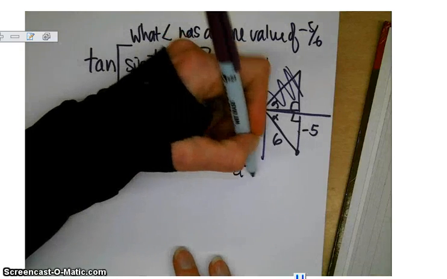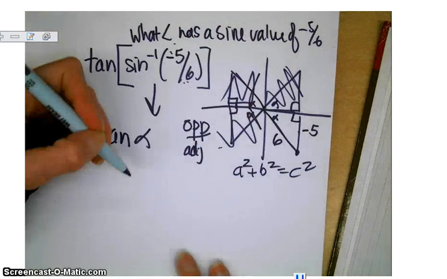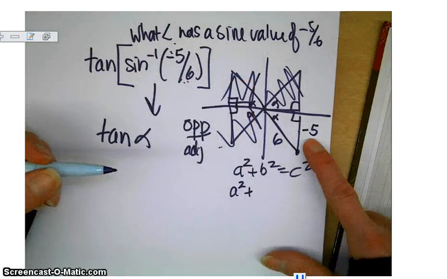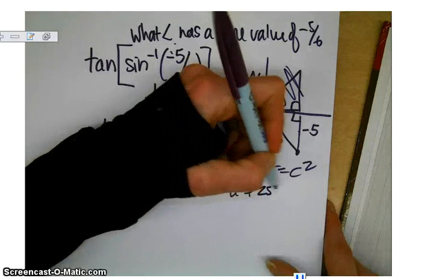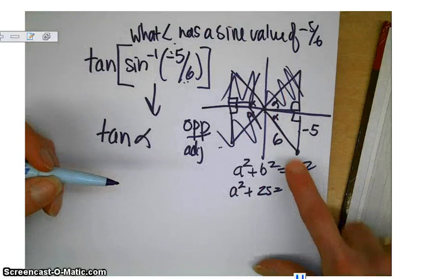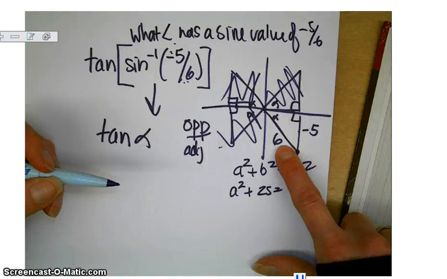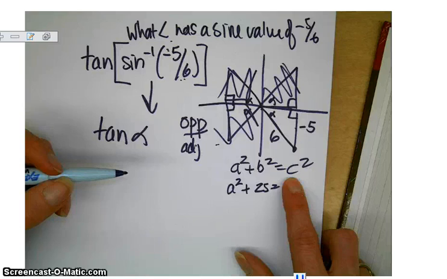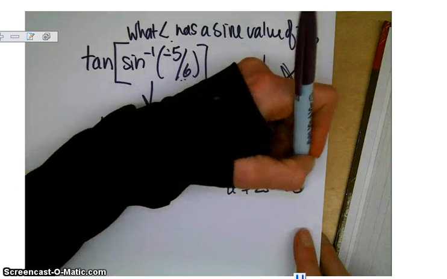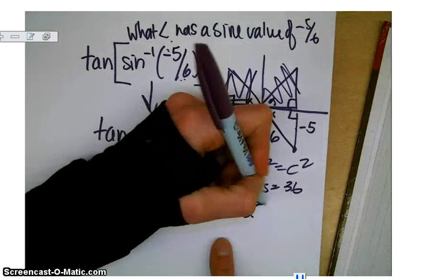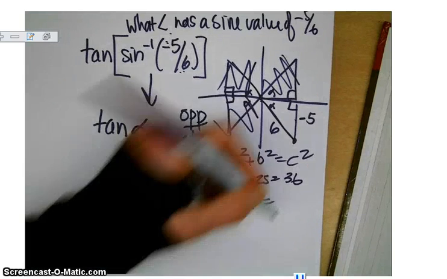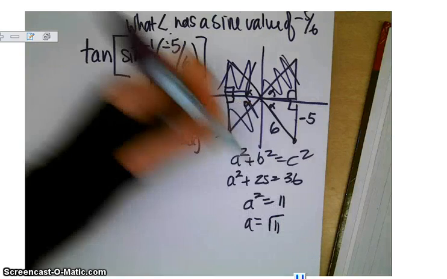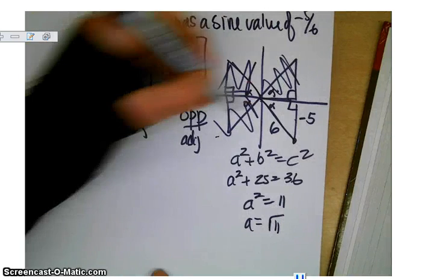So a squared plus b squared equals c squared. So let's see, that'll be a squared I'm looking for plus what's negative 5 squared? 25 equals what? Okay, what's c in the problem? And what's 6 squared? 36. So now, get a squared by itself. What does a squared equal? 11. And so a is the square root of 11. So the adjacent side is the square root of 11.